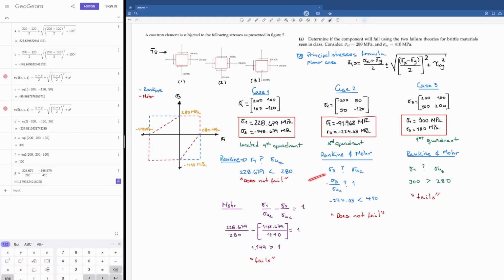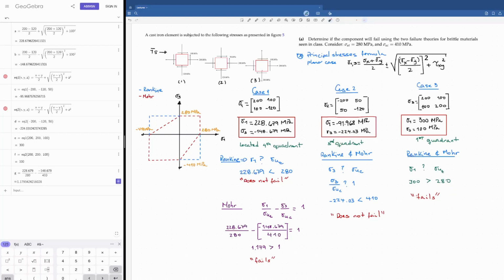I do the same for the second and third cases. Luckily, they fall under the third quadrant and then the first quadrant, meaning that Rankine and Mohr behave the same or practically the same. We simply do a plain comparison between the maximum principal stress and the ultimate strength: if positive, the tension ultimate strength, and if negative, the compressive ultimate strength. Here the maximum is in compression, so I compared it to the ultimate strength in compression. But in this case, the maximum principal stress was in tension, so I compared it with the ultimate strength in tension. For the second case, it doesn't fail. For the third case, it fails.